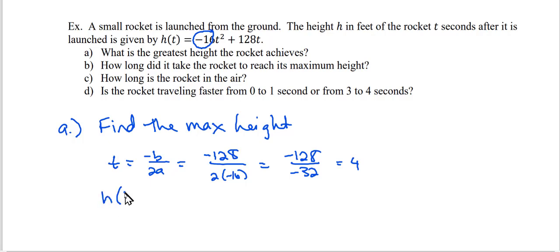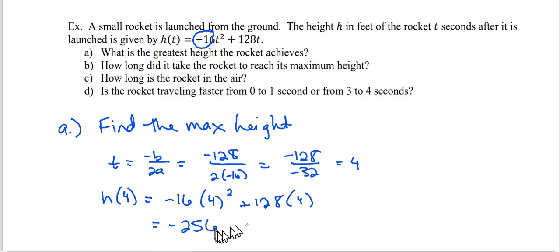H of 4 is negative 16 times 4 squared plus 128 times 4. That is going to be what? Negative 256 plus 512. So we get 256 here. I'm just going to double check my numbers just to make sure.